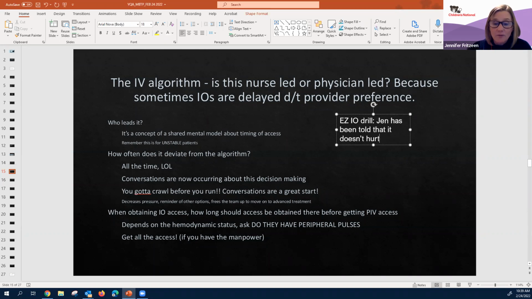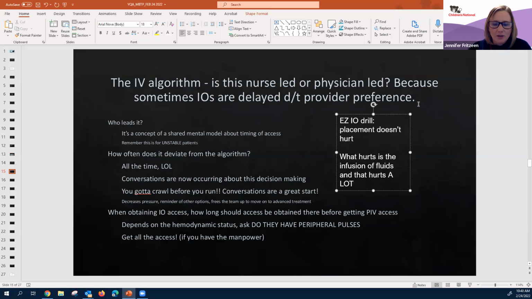When the EZ-IO drill first came out, I actually met the designer, the inventor of it, at the NTI conference, and he was drilling into his own leg, showing us that it worked. And he wasn't making any kind of face, and maybe he's just a really good actor, but I think it does help alleviate some of our stress when we put that IO in a patient.